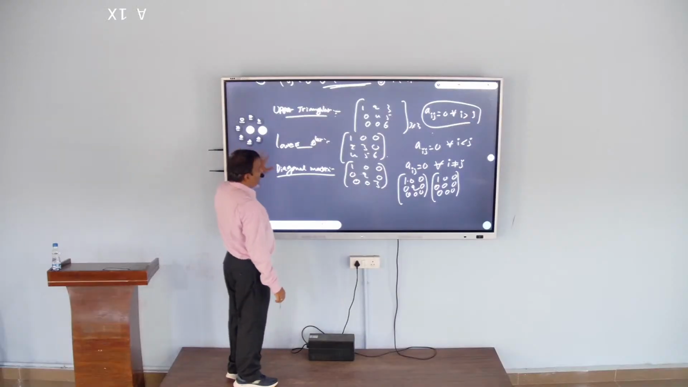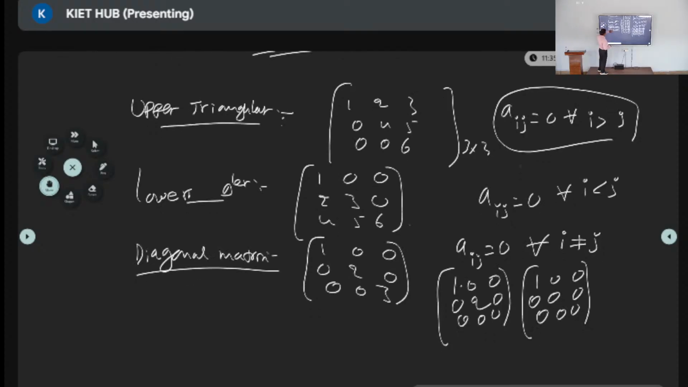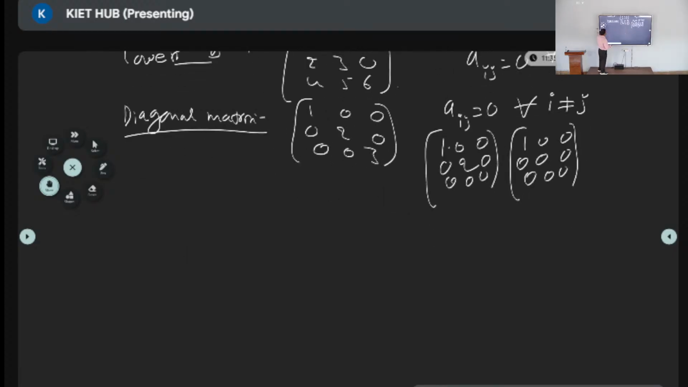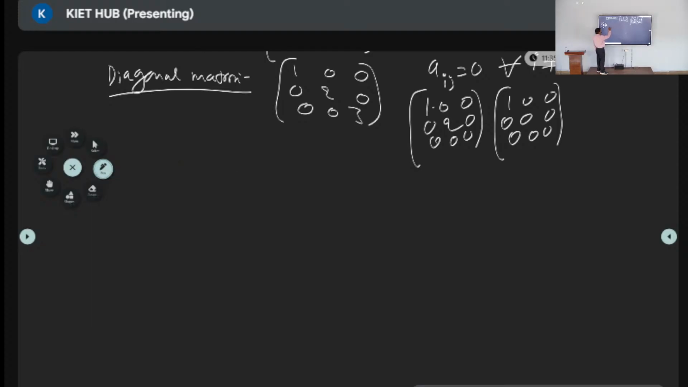Next, let us go to the scalar matrix. All of you understood what are the types of matrices? Till now we have done row matrix, column matrix, rectangular, square matrix, null matrix, upper triangular, lower triangular, diagonal. Yes. Scalar matrix. What is the definition of the scalar matrix?